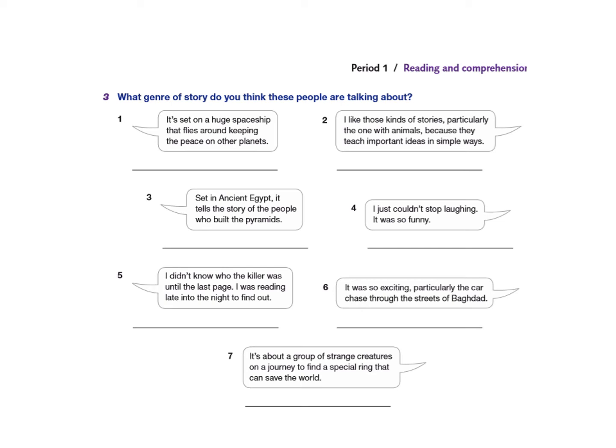Number 1. It's set on a huge spaceship that flies around keeping the peace on other planets. It's, yes, science fiction. Number 2. I like those kinds of stories, particularly the one with animals, because they teach important ideas in simple ways. It's traditional. Yes. Number 3.